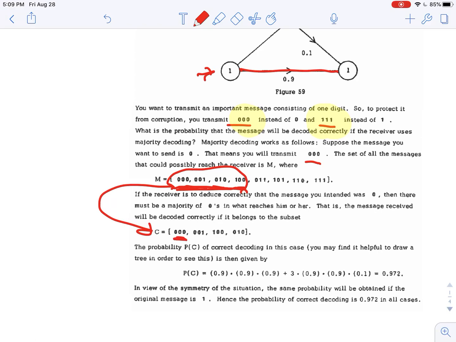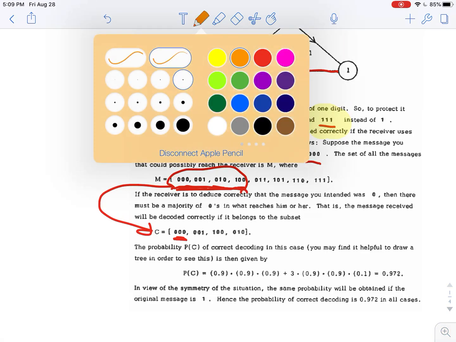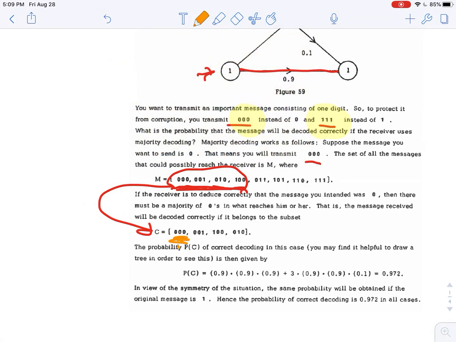Let's see for correct. So here's the story. To get the 0, 0, 0 like this, you know what? I'm going to change my color. To get the 0, 0, 0, that would happen when I take 9/10 times 9/10 times 9/10, 0.9 times 0.9 times 0.9. That will come out to 0.729. And okay, but wait, there's more.